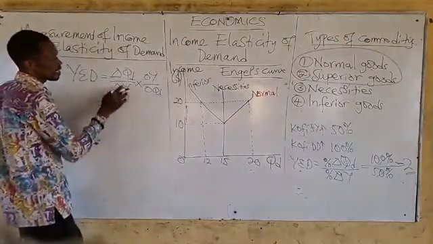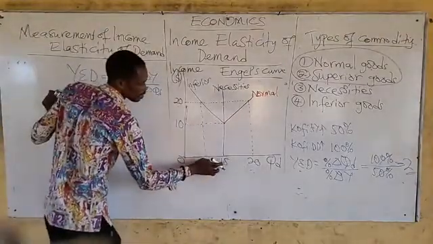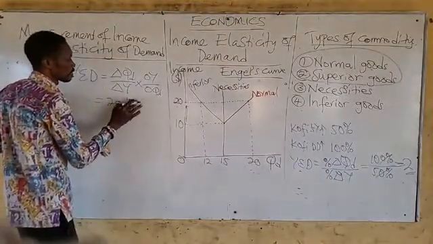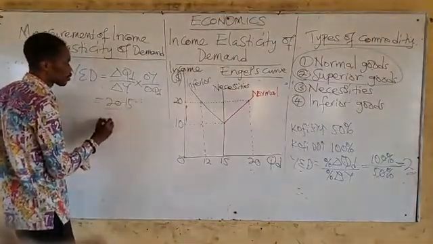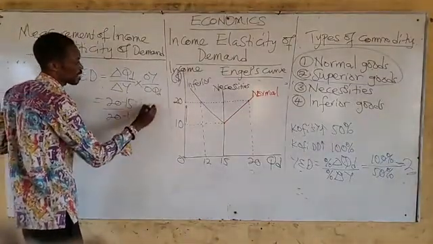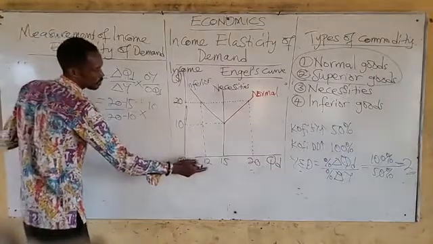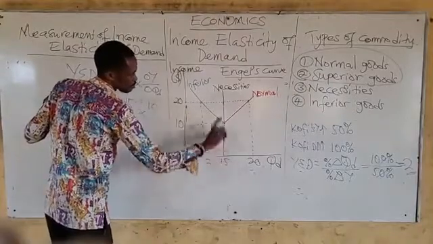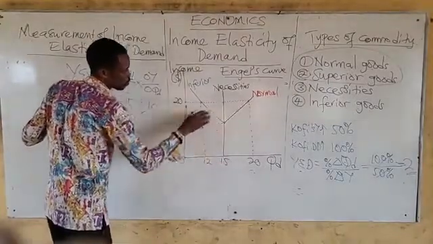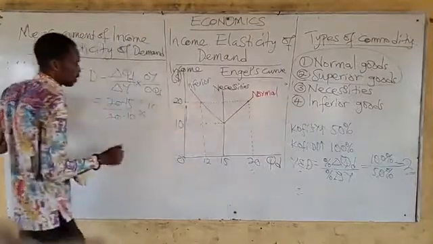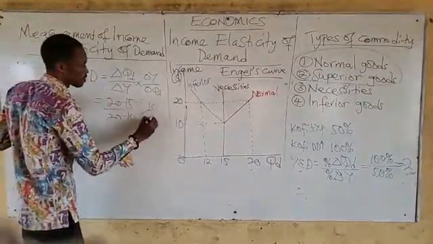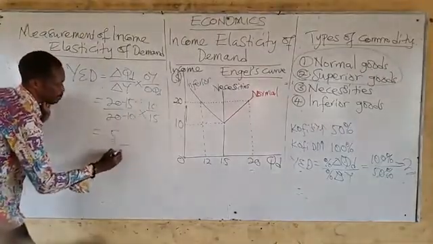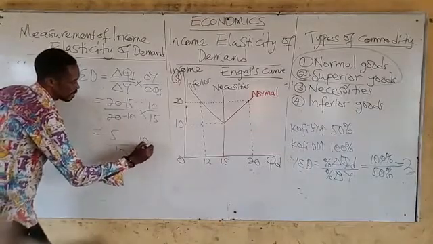Alright, so the change in the quantity is from here to here. So that will be 20 minus 15, all divided by change in income, that will be 20 minus 10, times 10, which is the original income, divided by original quantity, which is this one. We are referring to only the red portion. We are not talking of this line and that line, only the red one. So divided by 15.